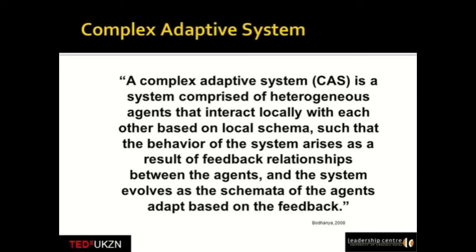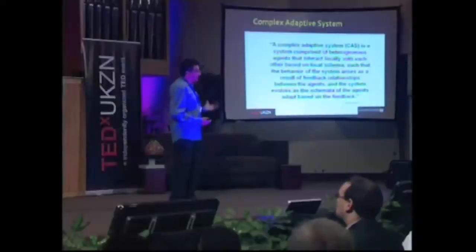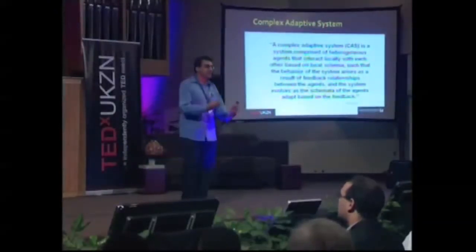This is how, by drawing on complexity theory, we may be able to define a complex adaptive system. Essentially, it's a system comprised of heterogeneous agents that interact locally. A fairly long definition, but if we get to its essence, it's talking about bottom-up interactions between agents.